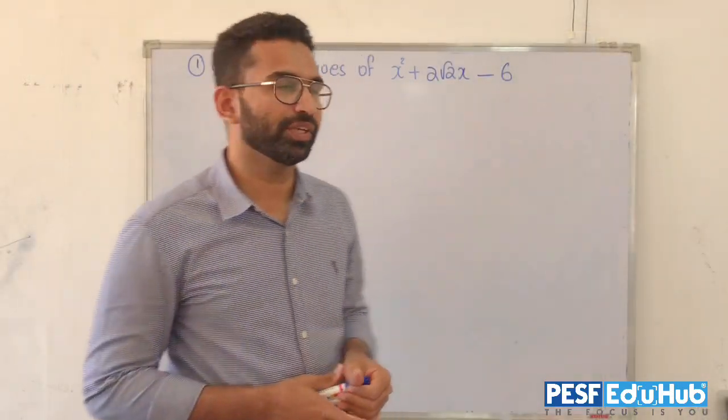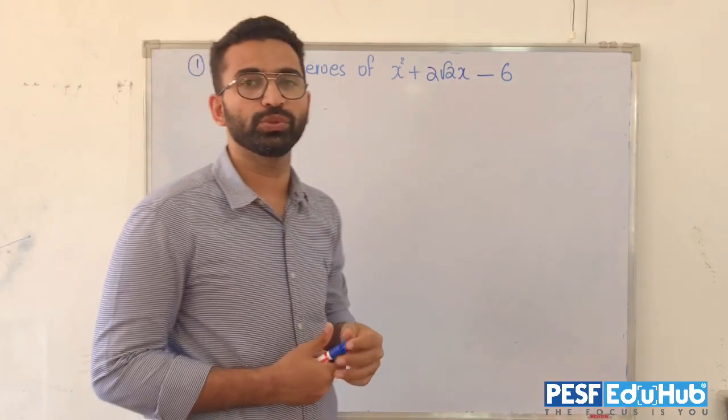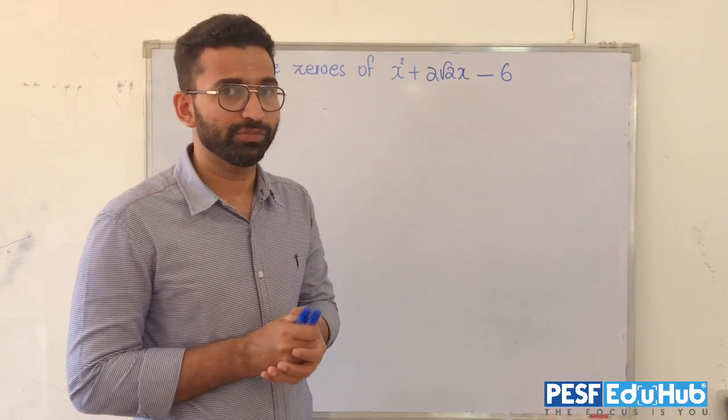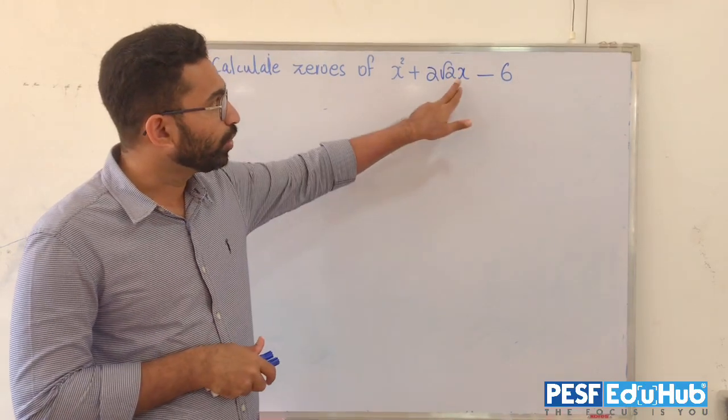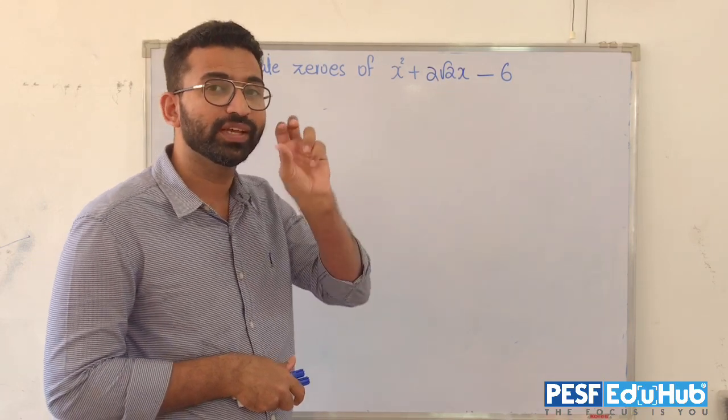So the very first question is, calculate the zeros of x square plus 2 root 2 x minus 6. So what is the difference in this question? You can say, sir, the coefficient of x in this particular question is 2 root 2, which is a radical number.